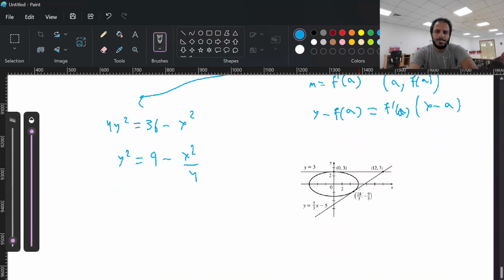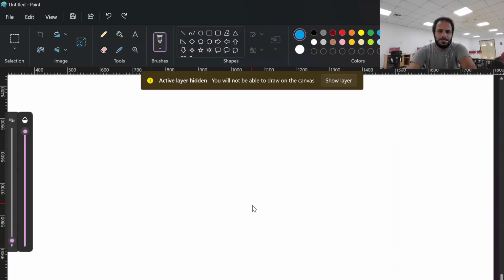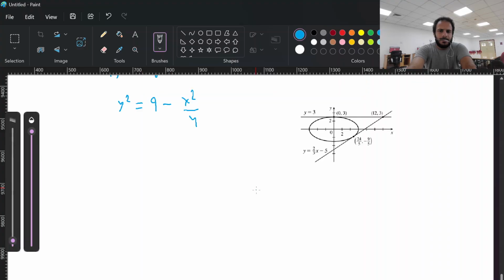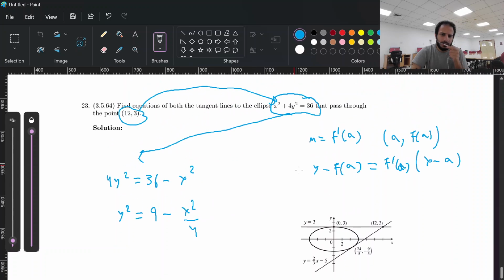Professor, weren't the points given there at (0, 3), and then (24/5, 9/5)? If you look at the ellipse, the 2 points that connect there are the ones that will eventually intersect at (12, 3). Yes. 12 and 3. Yes.